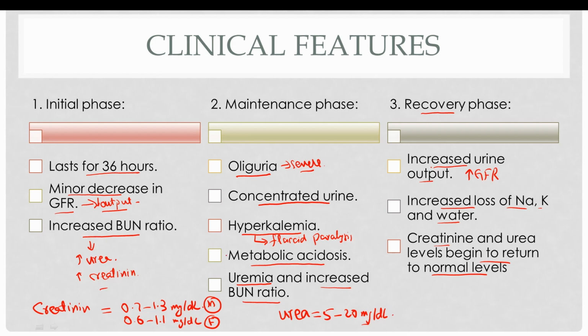The disease might also progress into acute renal failure, which is characterized by the complete absence of urine, also known as anuria.